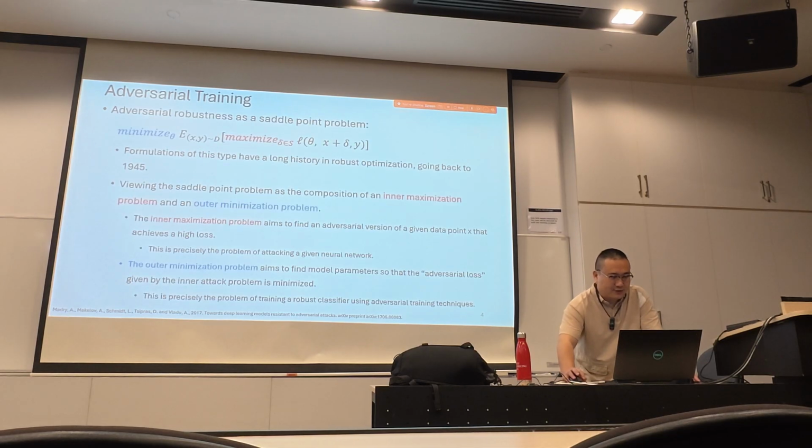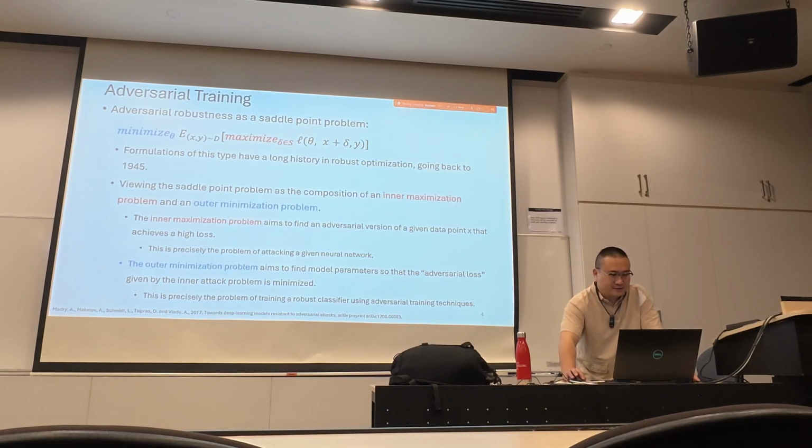Okay. And then we can also use the same view to consider saddle robustness. When we want to train a robust model, we need to solve a saddle point problem. So we have a maximize inside and a minimize outside. The formulations of this type have a long history going back to 1945.